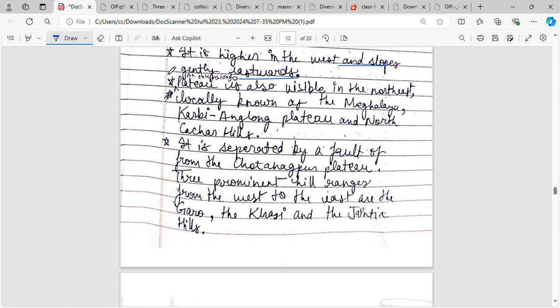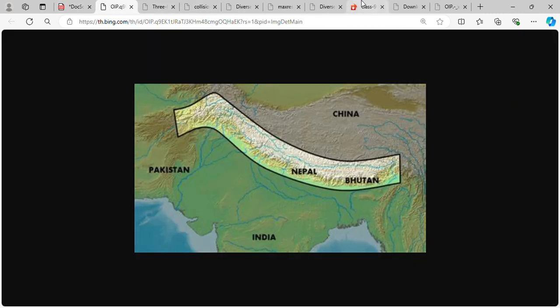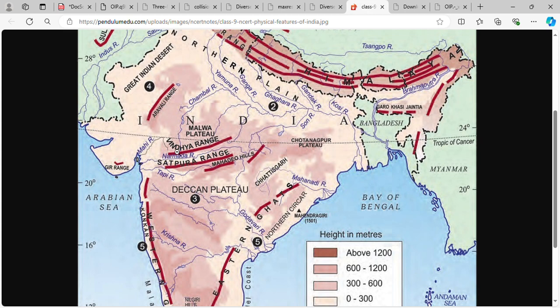Then it is higher in the west and slopes gently eastwards. See, it will come everywhere that the slope of the plateau is towards the east. This is the most important point, that even if we talk about plateaus or anything, the slope is towards the east. That is why maximum rivers drain into Bay of Bengal. Only two rivers drain into Arabian Sea, that are Narmada and Tapi rivers, and even they drain through estuaries and not by making a delta.